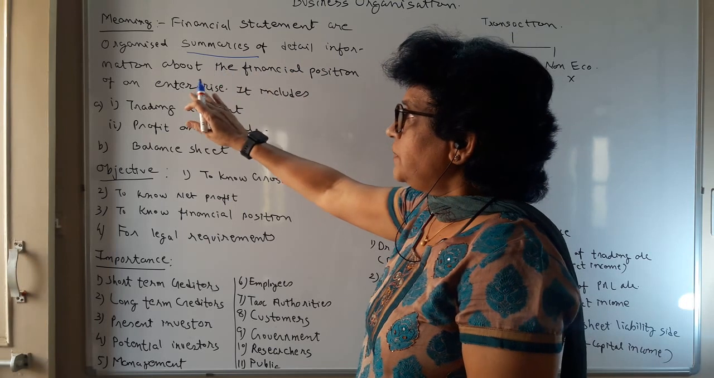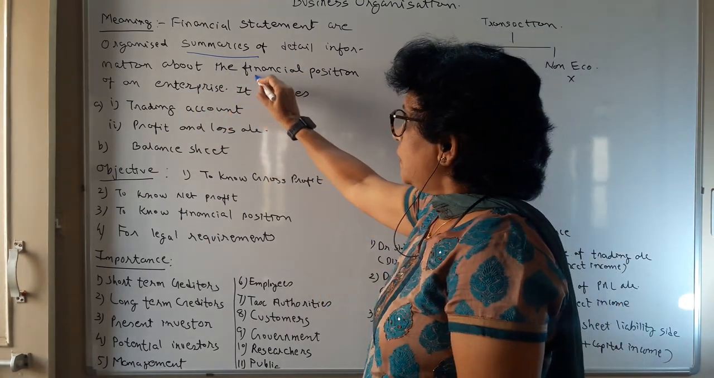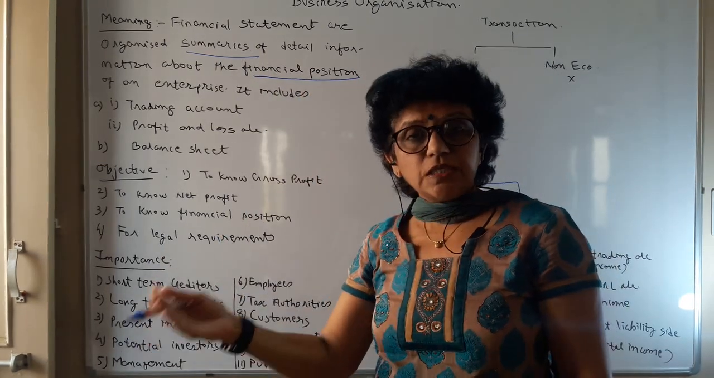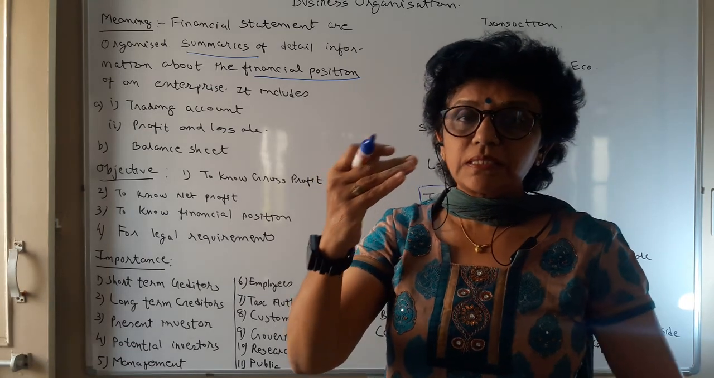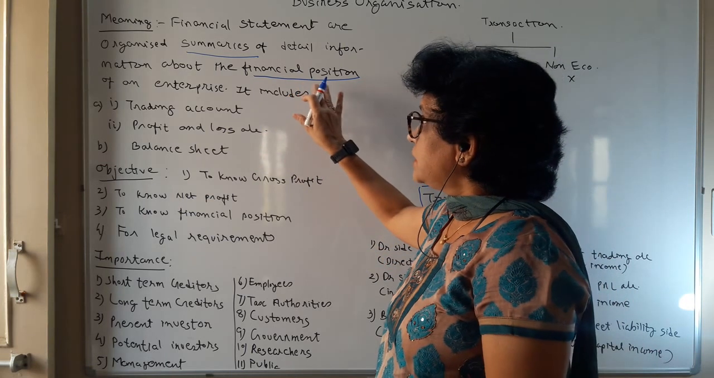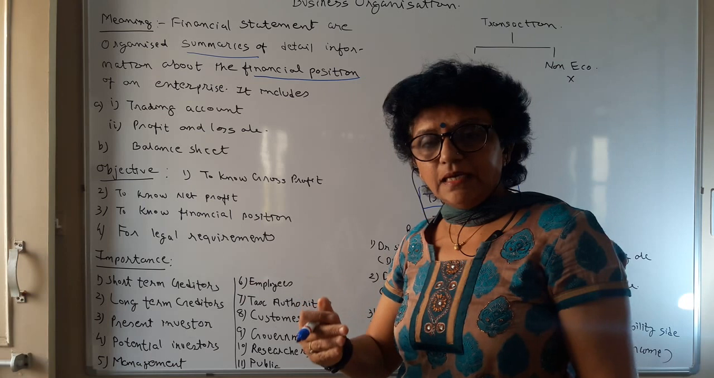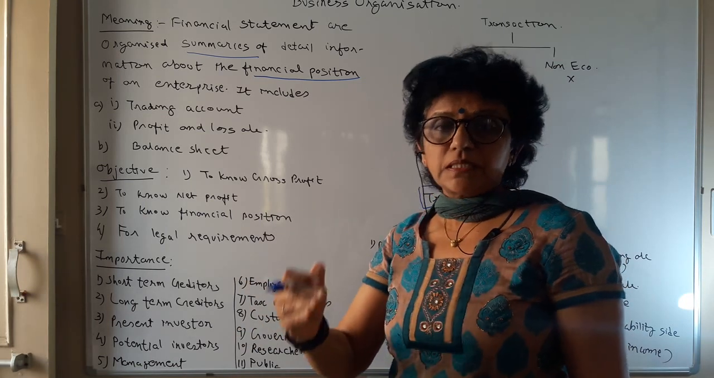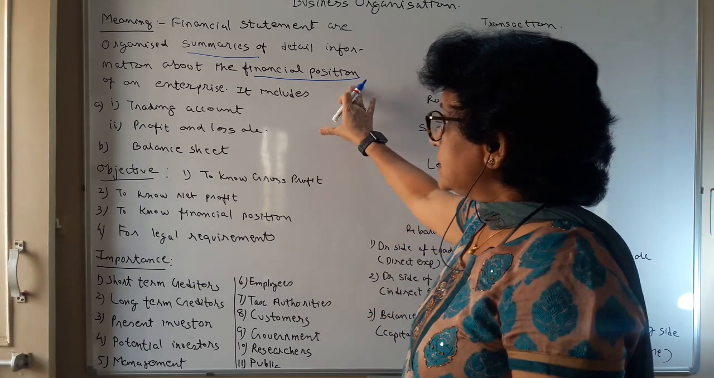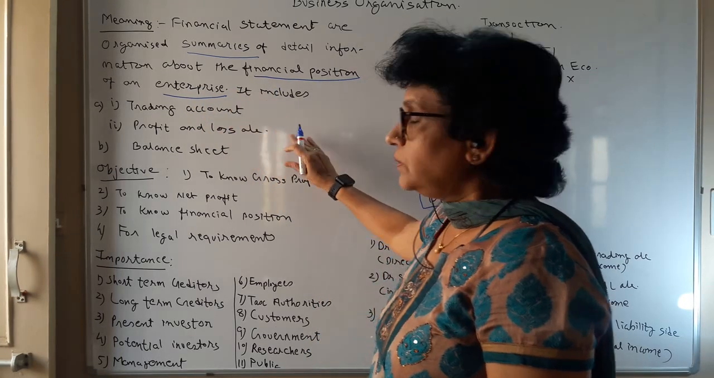So much detailed information is concluded into a summary. Of what? Of financial position. In our mark sheet, we understand the capacity of a child to go further. And here in business, we talk about financial position: the assets, the liabilities, the strength, the capacity of a business to pay back all its debts. Financial position of an enterprise means a business unit, which we are going to learn.